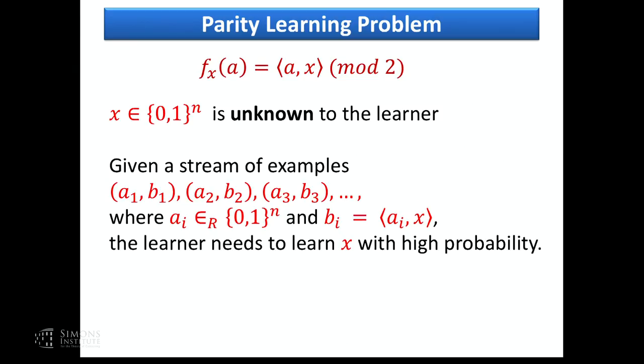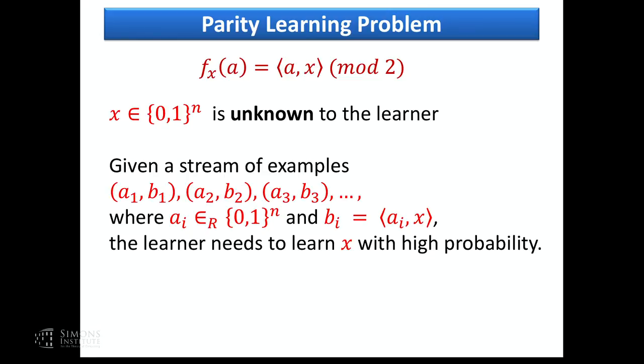Okay, so I want to start with this parity learning problem, and to do it more precisely, I want to say exactly what we are trying to do. So this vector x, or this string in {0,1}^n, defines the function and is unknown to the learner. The learner wants to know x eventually.